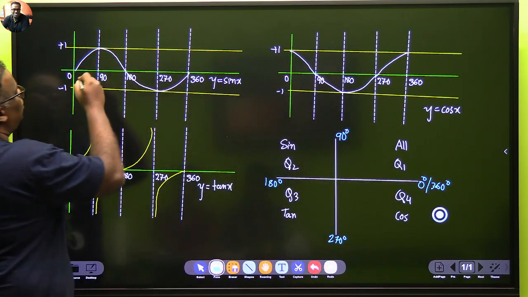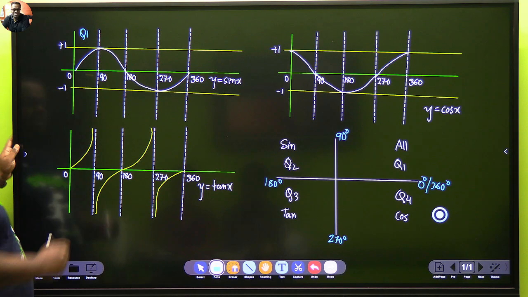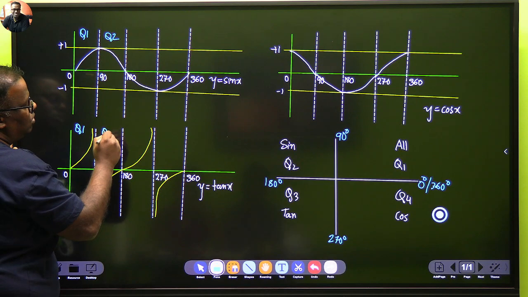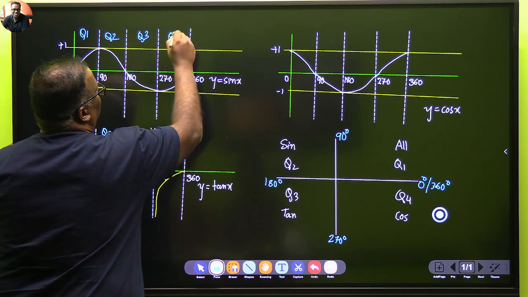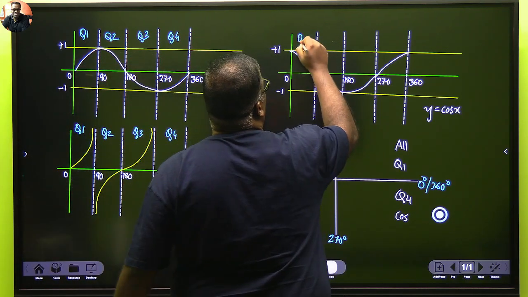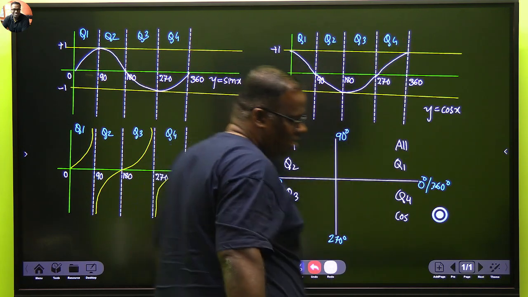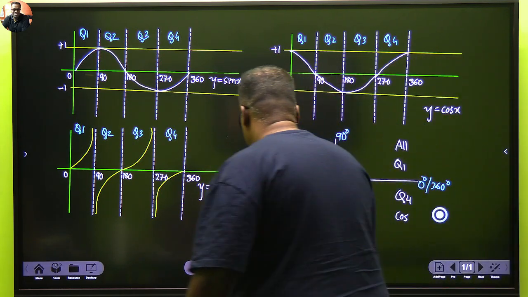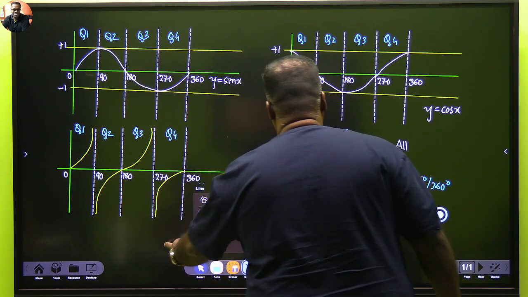So can I not call this one quadrant 1, 0 to 90? Agreed? So this is also quadrant 1, quadrant 2, quadrant 3, quadrant 4. देखो हाँ. And this also is quadrant 1, quadrant 2, quadrant 3, quadrant 4. अब मजेदार चीज देखो, एक एक ग्राफ लेंगे and everything will become दूध का दूध and पानी का पानी. Clear? Let's see.